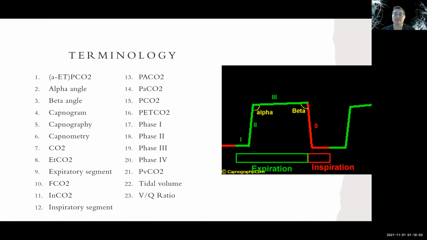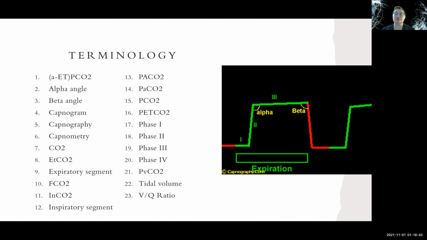Number 3, we're talking about that beta angle, as you can see in this image here. This angle is between phase 3 and the descending limb of the inspiratory segment. Now, normally this angle is going to be as close to 90 degrees as possible. This angle is going to be used to evaluate rebreathing. If we are seeing rebreathing, if that is actually happening, then we're going to see that this angle is going to get greater than that 90 degrees.